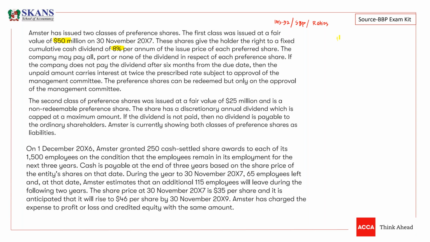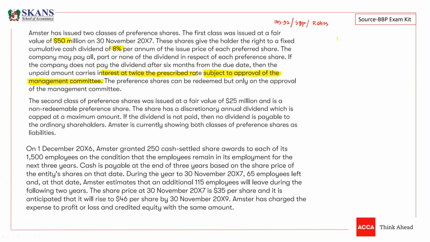Again, after 6 months from the year end, you have to pay. What do you have to pay? The due date, then the unpaid amount carries interest at twice the prescribed rate, subject to the approval of management committee. Subject to the approval of management committee means if the company wants to pay a dividend, then they can pay 16% of dividend, interest at twice the prescribed rate.